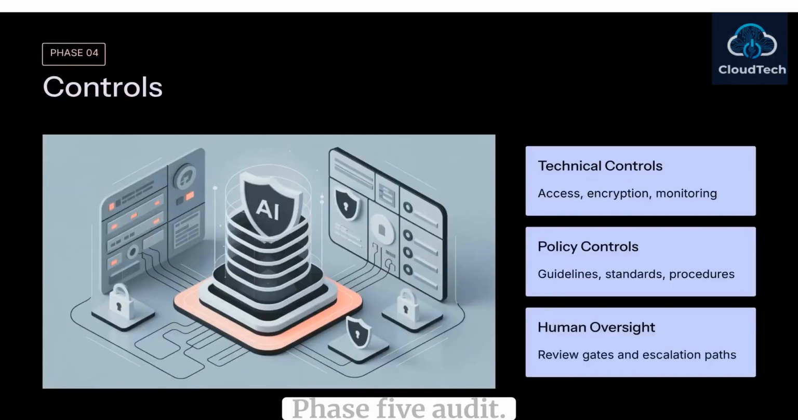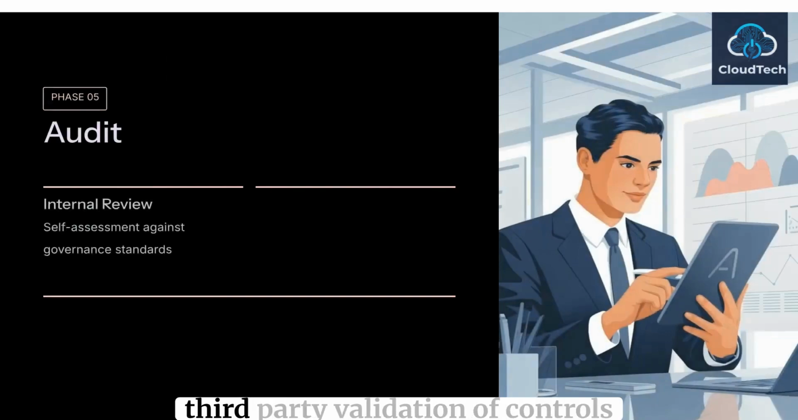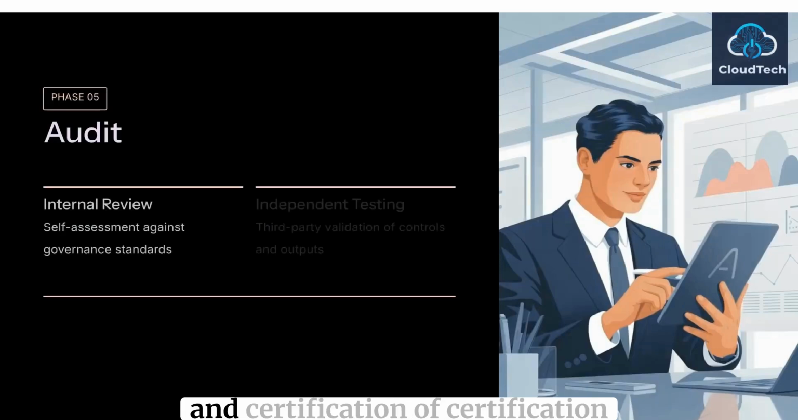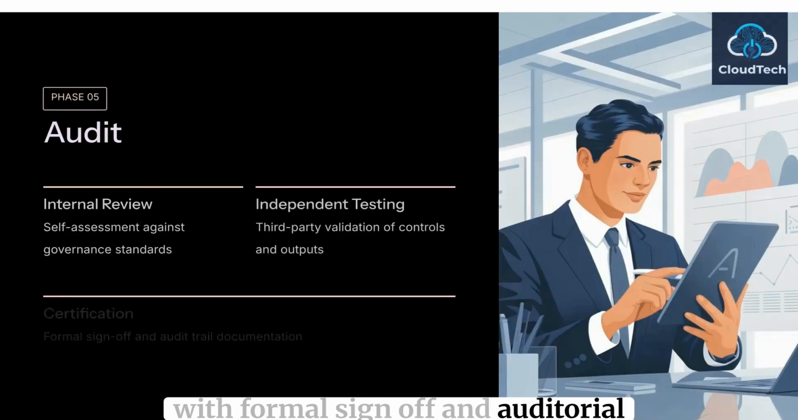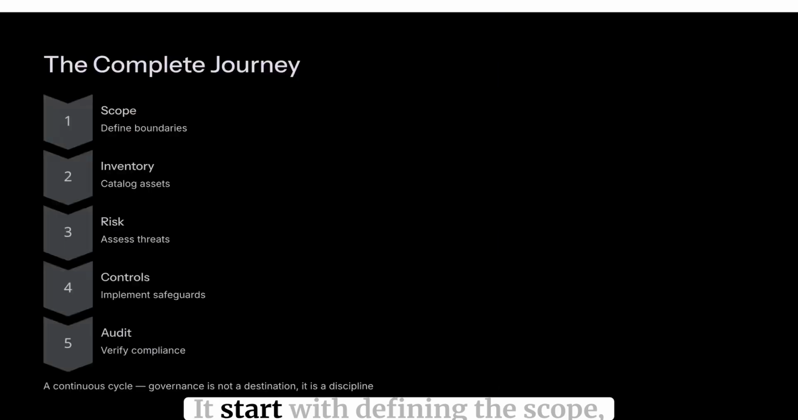Phase 5, audit. This includes internal review for self-assessment against governance standards, independent testing for third-party validation of controls, and certification with formal sign-off and audit trail documentation. The complete journey is a continuous cycle. It starts with defining the scope, cataloging the inventory, assessing the risk, implementing controls, and finally audit to verify compliance. Governance is an ongoing discipline, not a one-time destination.